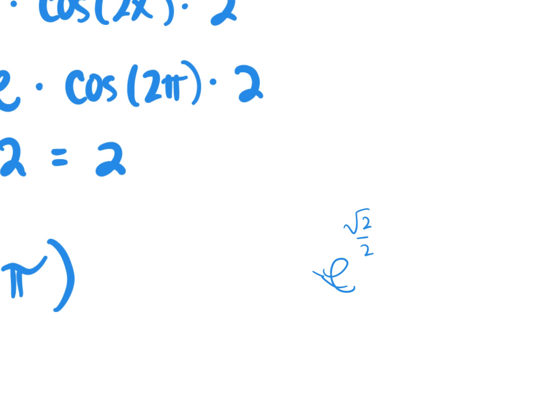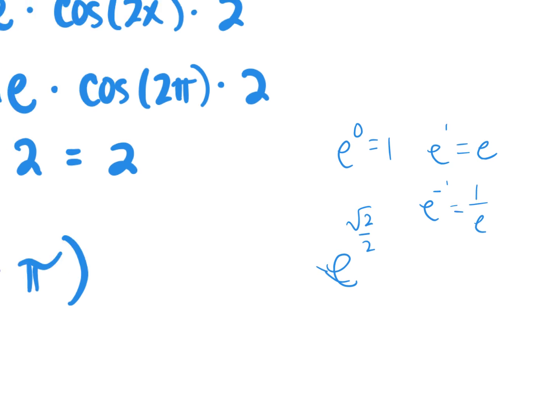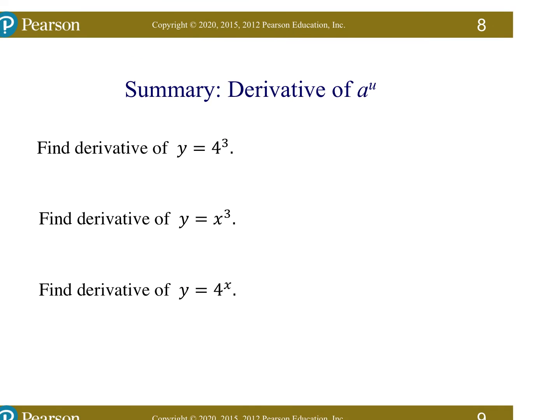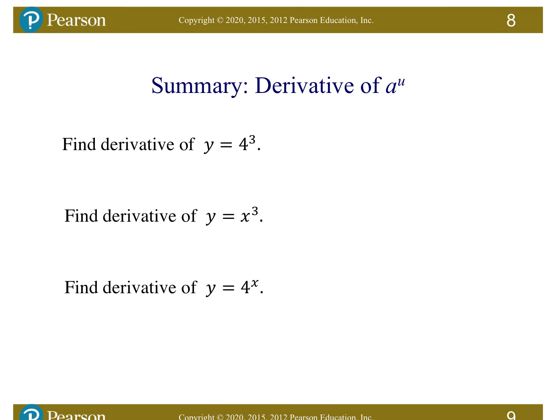It's only e to the 0, e to the 1, and e to the negative 1 that we can evaluate. e to the 0 we know is 1, e to the 1 is e, e to the negative 1, what's that? 1 over e. Those are really the only ones you can do anything with. All right. Okay, so just to finish this up.